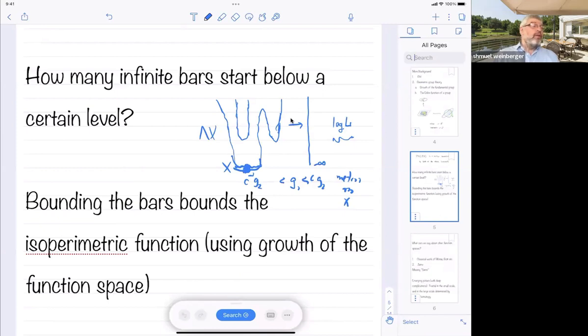Okay, and now the things of infinite length, right? That's the homology. So what I'm doing is I'm looking at this and asking what are the bottoms of the infinite bars, and how high do they come up? Okay, so that's what the growth function is.